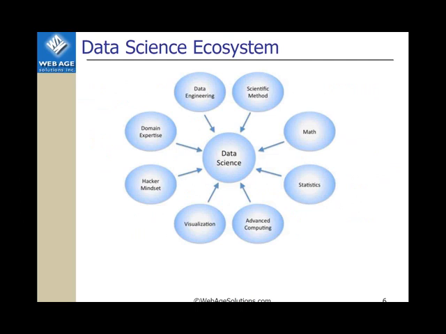And that data science lab attracts and has on staff people coming from different backgrounds, having different skill sets.